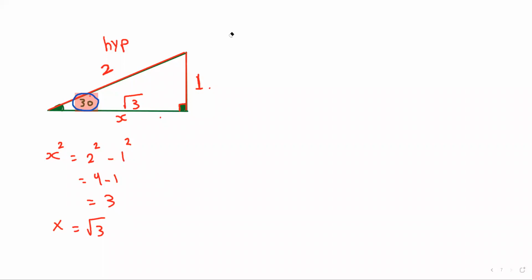You know, in a triangle, the three angles of any triangle add up to 180. So this angle is 90. This angle is 30. So we can get this angle. This angle equals 60.